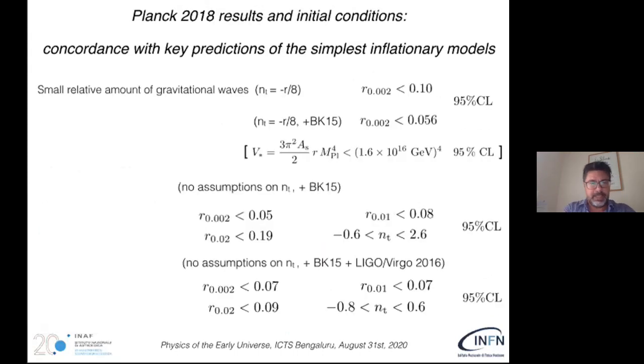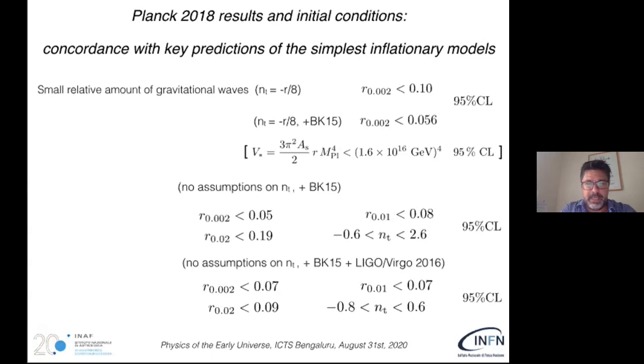The data are also compatible with a small relative amount of gravitational waves, as I show. The tensor to scalar ratio r, for the simplest models, is proportional to the first slow-roll parameter.